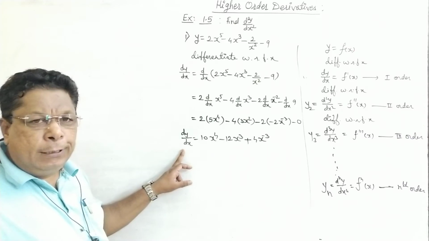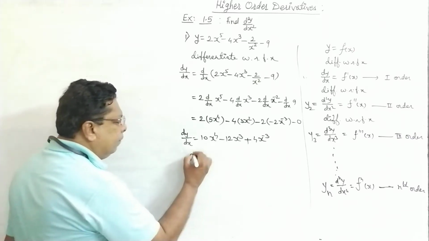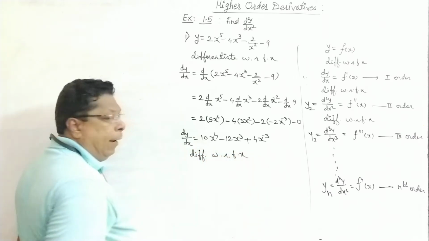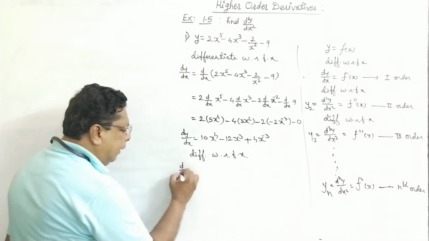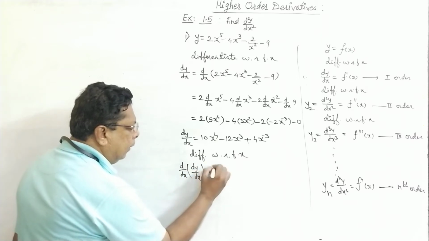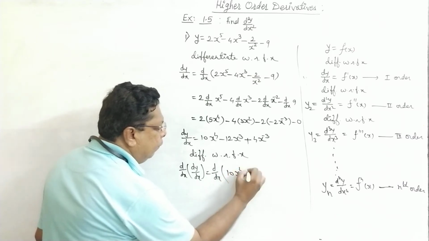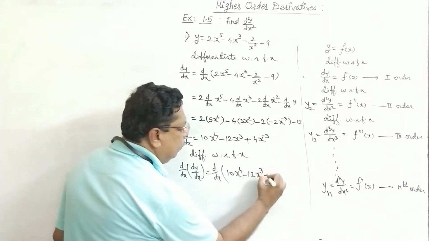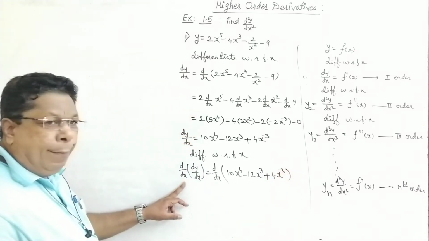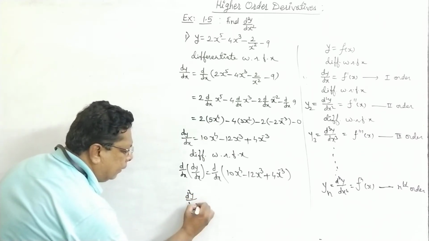So dy by dx means first order derivative of y with respect to x. Again differentiate this. Differentiate with respect to x again. So this is dy by dx of dy by dx on right hand side, dy by dx of 10x raised to 4 minus 12x cube plus 4x raised to minus 3. Now derivative of dy by dx is d square y by dx square.